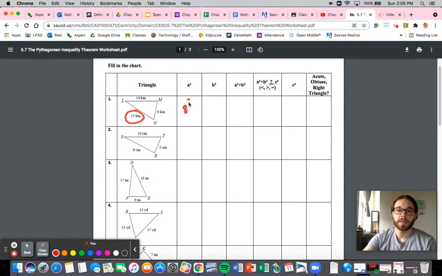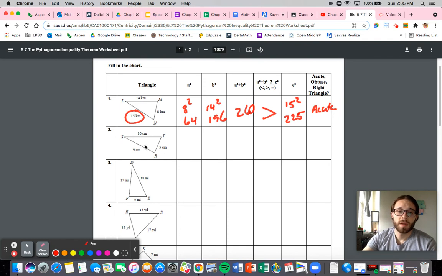So that means I would have 8 squared, 14 squared, I don't know what that is. 8 squared is 64. 14 squared, I don't know why I checked 8 squared, I know what that is. 196, so if I add them together, that's going to end up being 260. Now what's c squared? 15 squared is 225, so 260 is bigger than 225. Because 260 is bigger than 225, this is acute.